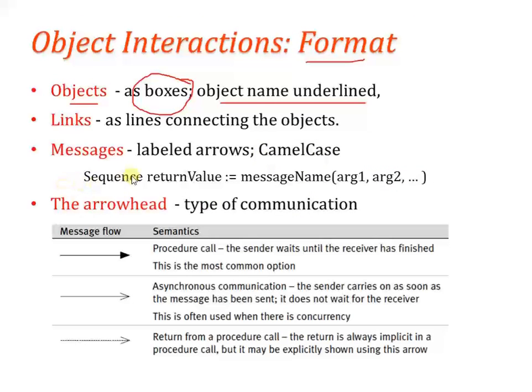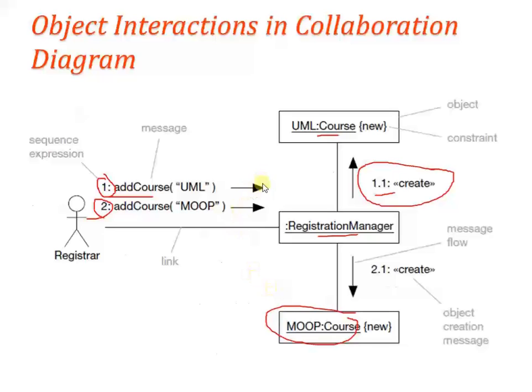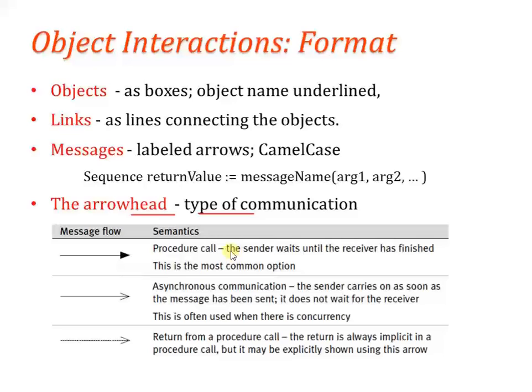And here is the actual syntax of it. It starts with the sequence number followed by the return value, colon equal to, and then the name of the message. You can see the first letter should be small and the following words should start with a capital letter, and with many arguments. The next one is called the arrowhead. This says the type of communication. In this diagram, what we have discussed is an arrowhead which is a bold triangle. The meaning of that is a procedure call, and the other hidden meaning is that the sender, the object which sends the message, waits until the receiver has finished the particular work. It never continues its work.